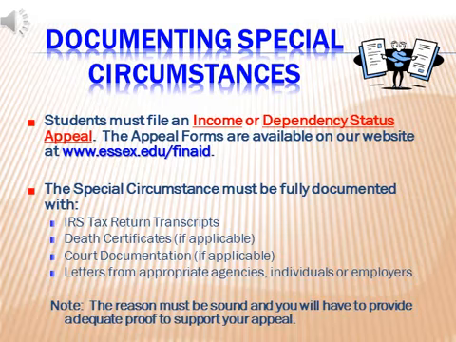Documenting special circumstances. Students must file an income or dependency status appeal. The appeal forms are available on our website at www.essex.edu/findaid. The special circumstance must be fully documented with IRS tax return transcript, death certificate, court documentation, and letters from appropriate agencies, individuals, or employers. Note: the reason must be found, and you will have to provide adequate proof to support your appeal.